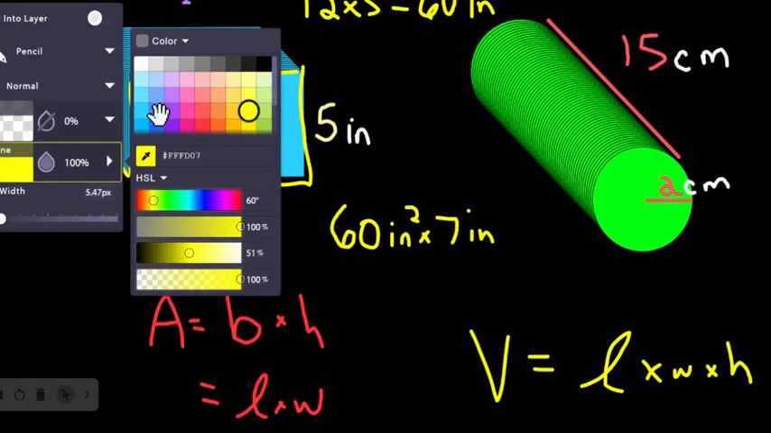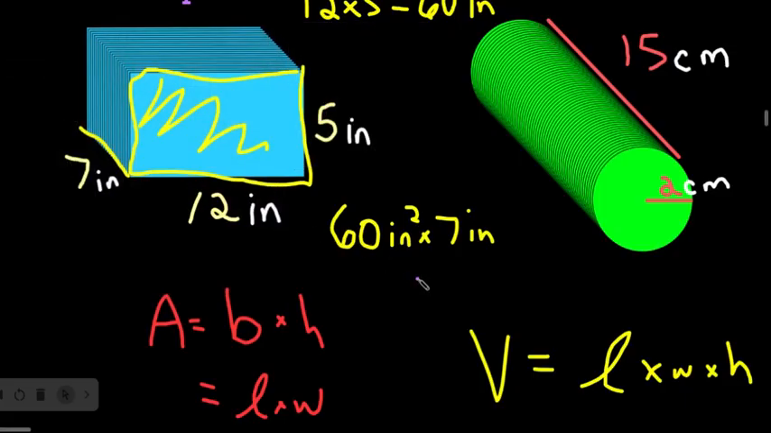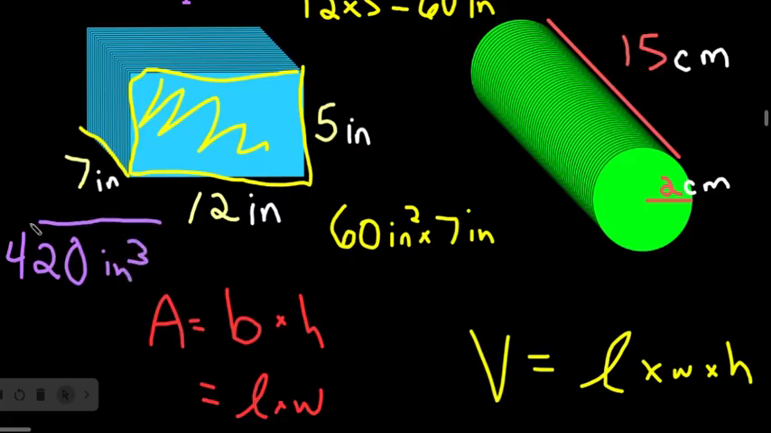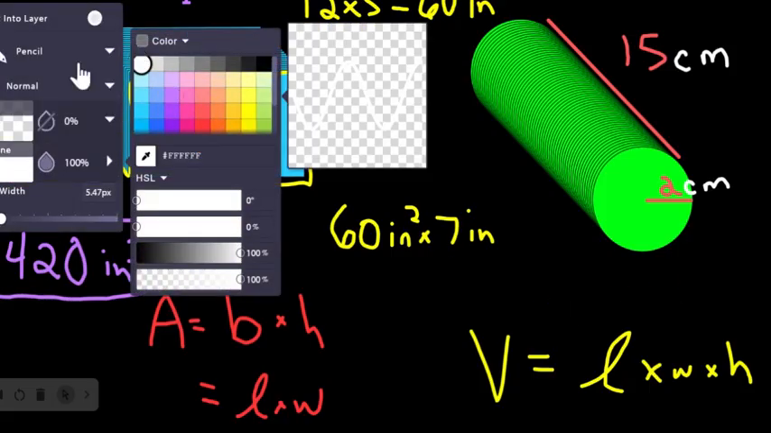So it makes sense also why this is going to become cubic inches, because if you think about it, inches times inches is inches squared. Inches squared times inches would be inches cubed. 60 times 7 is 420. So the volume of this rectangular prism would be 420 cubic inches. Okay, last example.